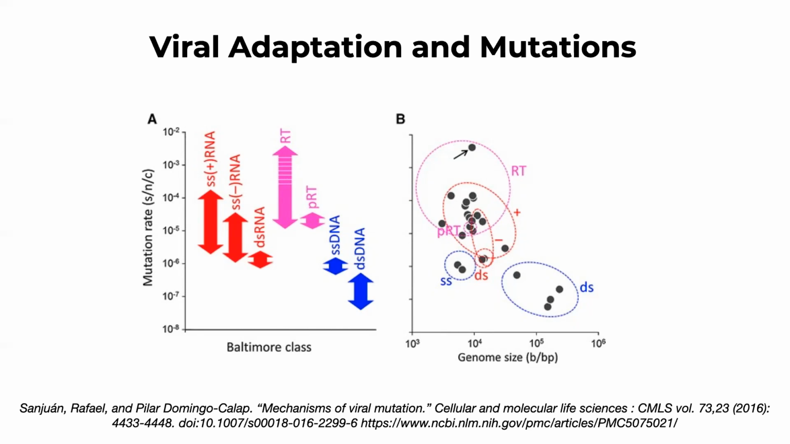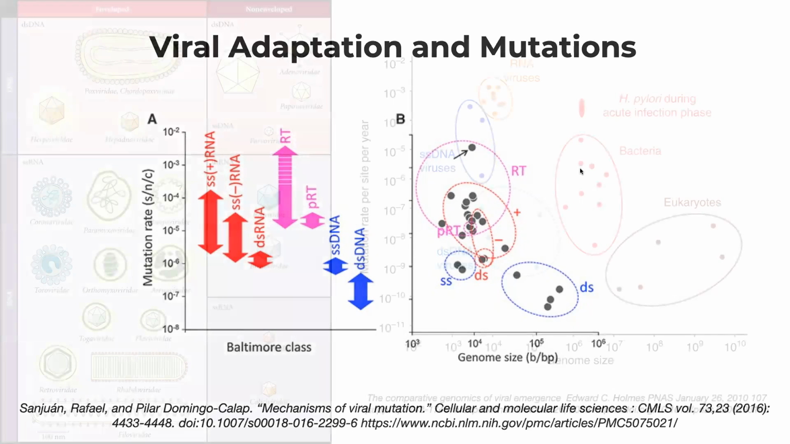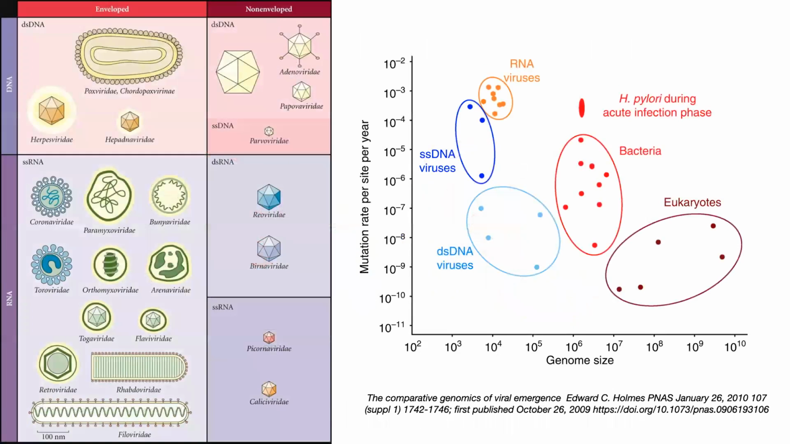Now, as we talked about, different viruses have different genomes and different structures. So, for example, here you can see mutations per site per year. This is the number of mutations per site per year, and this is the genome size. So here you can see single-strand DNA viruses, double-strand DNA viruses, RNA viruses are right here, bacteria, eukaryotes, etc. And so we are way down there, because mutations are actually a natural process, including for mammals as well.